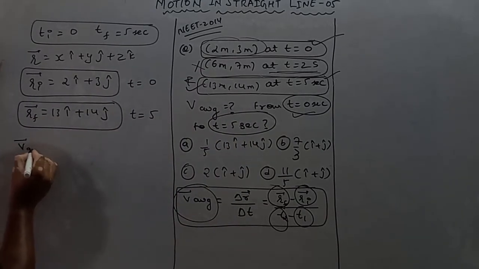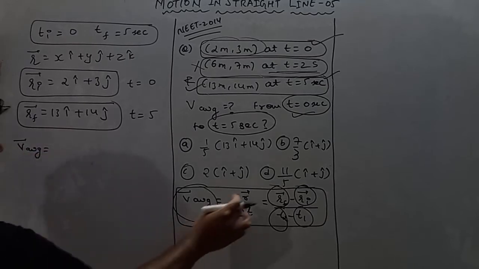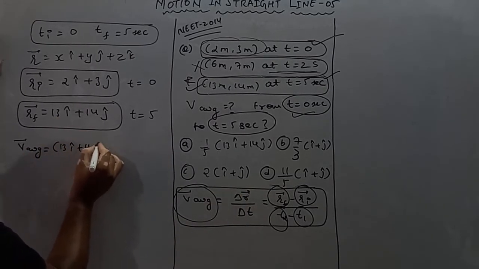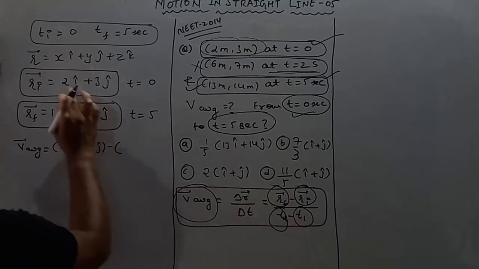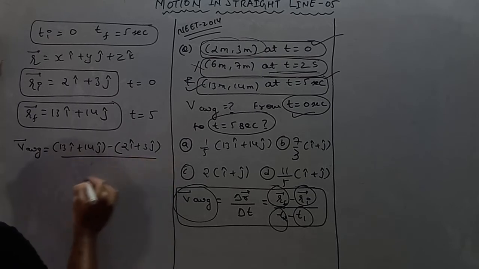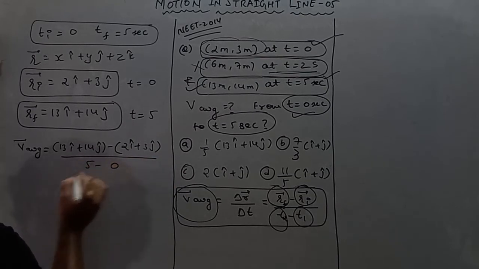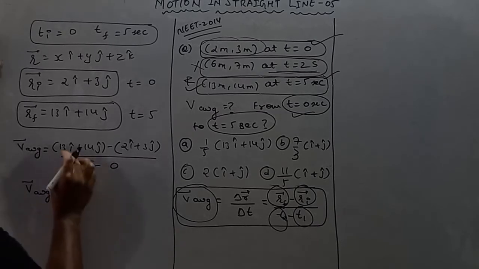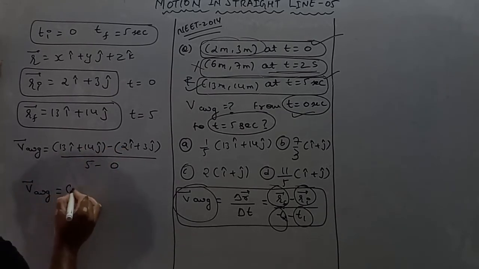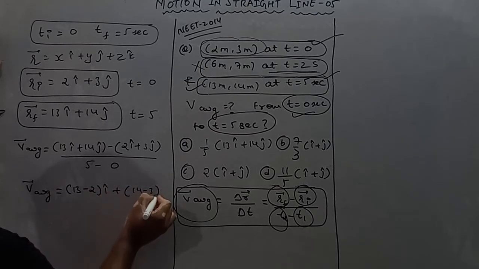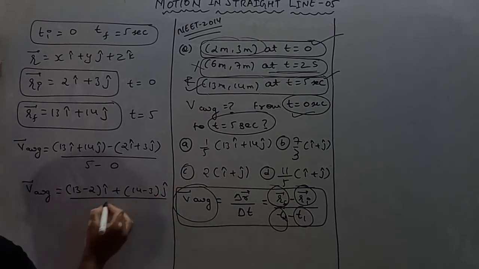So we'll get average velocity vector is equal to r final, which is 13 i cap plus 14 j cap, minus r initial, which is 2 i cap plus 3 j cap, divided by final time minus initial time. So average velocity vector is equal to, taking the i terms, 13 minus 2 i cap plus 14 minus 3 j cap, divided by 5.